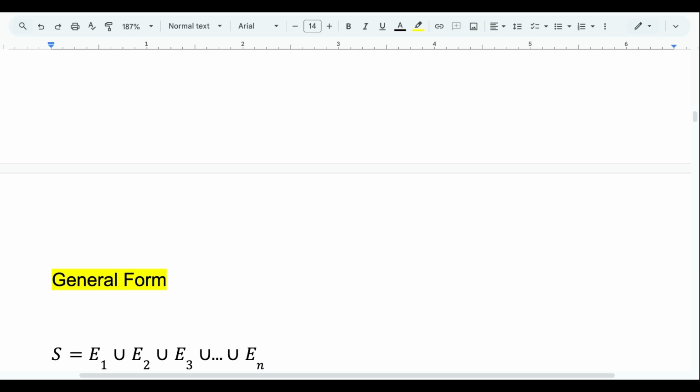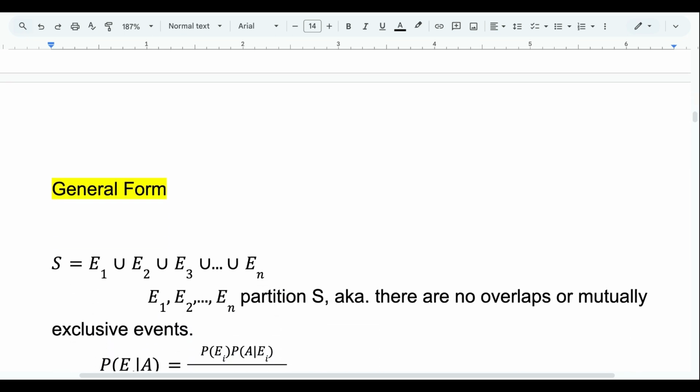All right, so a general form. This one's a little bit extreme here. We'll take a look at it. So if we have a sample space broken up into n events, and they form a partition of the sample space, meaning that their union gives us back the whole thing, and there are no overlaps. All these events are mutually exclusive. So the intersection of any of these events is empty.